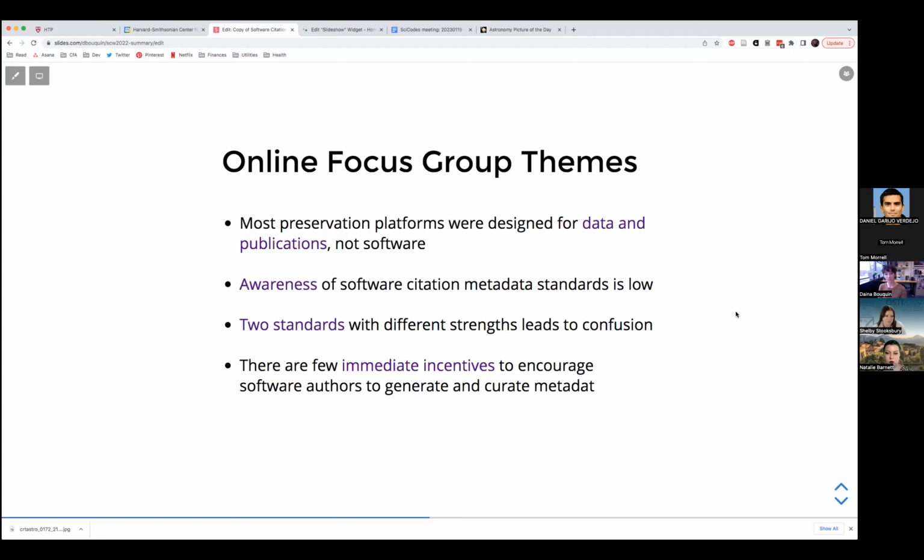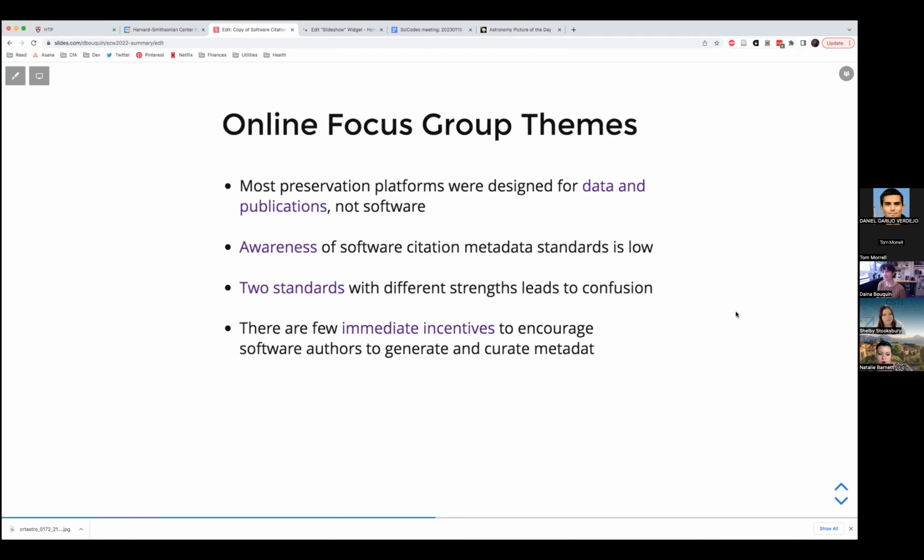We also identified that there are very few immediate incentives to encourage software authors to actually generate and then maintain the metadata that would go into a software citation. Most of the time, people are thinking about the long-term impacts of not citing software. So people in the long run not getting credit, software becoming harder to find and access over time. Those are all things that are clearly bad and we want to prevent them, but they're not impacting people immediately. And so that makes it hard to get people to take action.